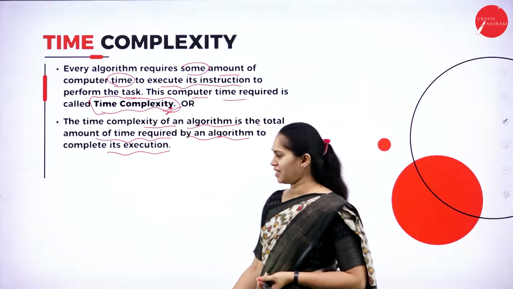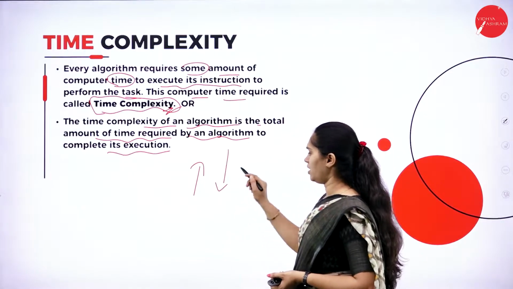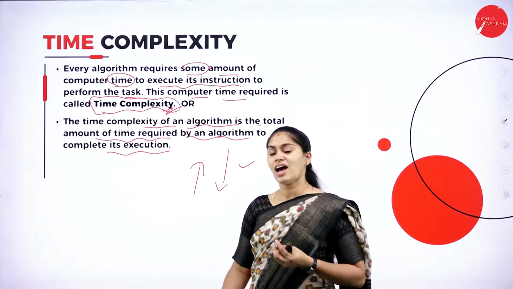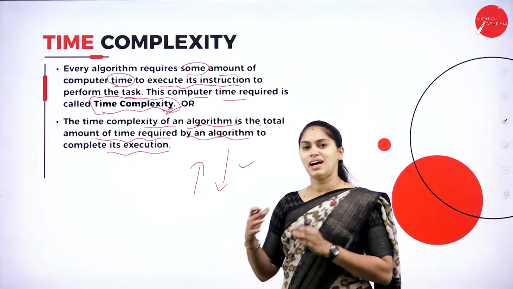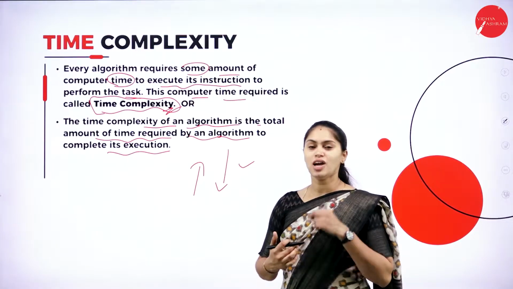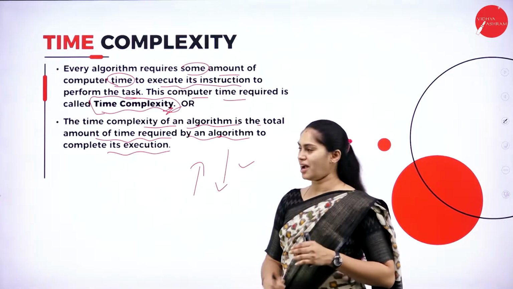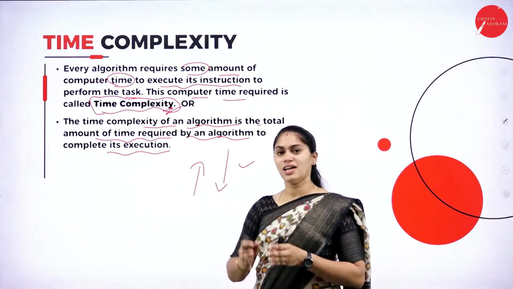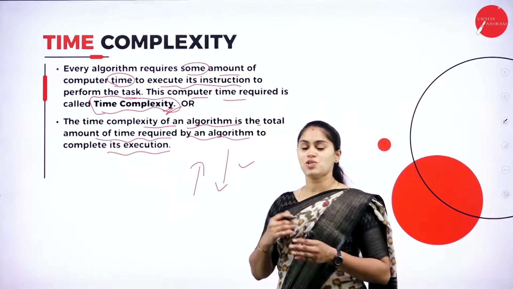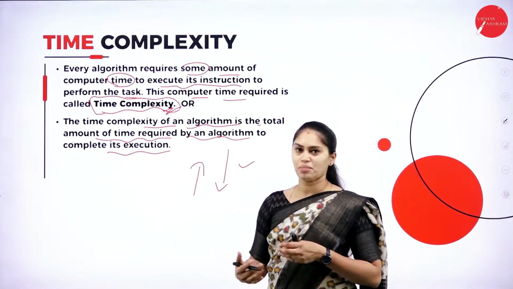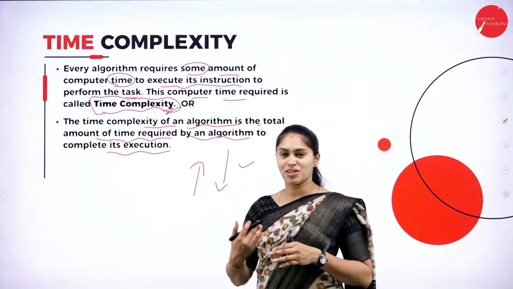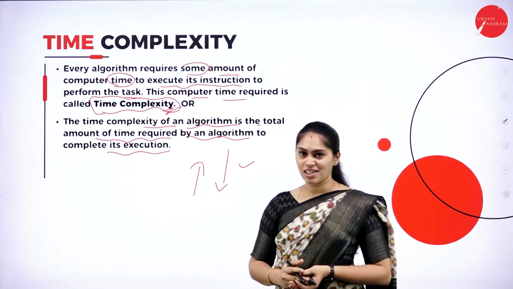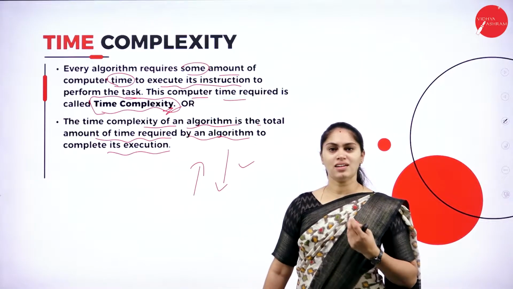Should time complexity be high or low? It has to be low, because if the processor speed is high, its computing speed will also be high, so we get the result within a short period of time. So time complexity needs to be reduced, and space complexity should also be reduced. If we manage time and space complexity in an efficient manner, then it will be easy to analyze the performance of an algorithm.